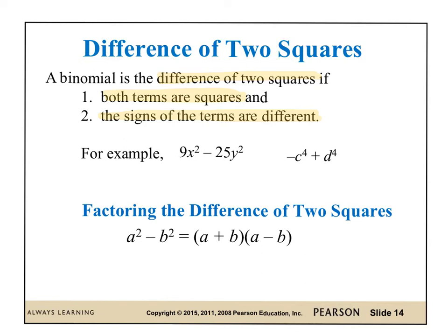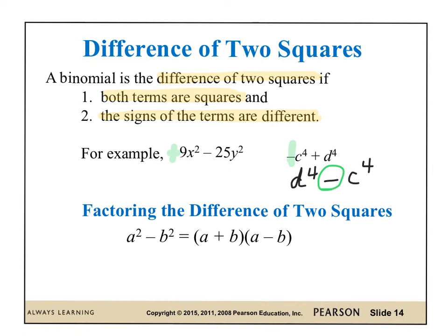Okay? Different meaning that this is positive 9x squared minus 25y squared. And in this case, the negative is on the front sign. This could just as easily be written as d to the fourth minus c to the fourth. So it doesn't matter. The thing is, there has to be a difference in the terms and the sign. It has to be a difference indicating a subtraction.